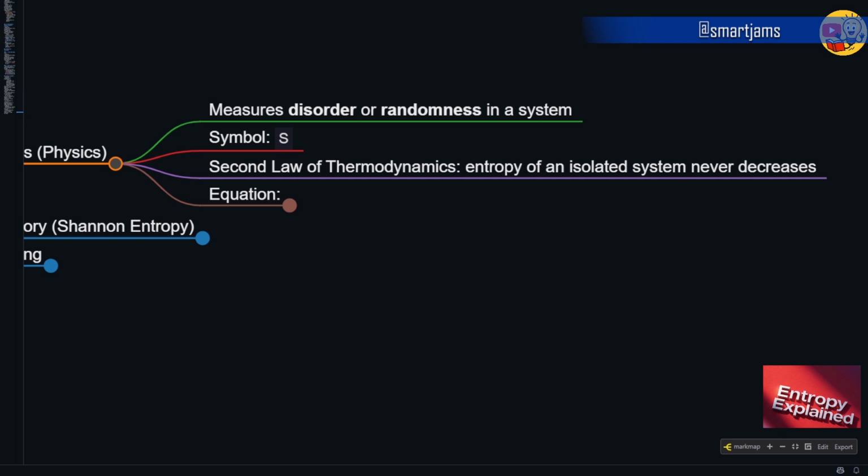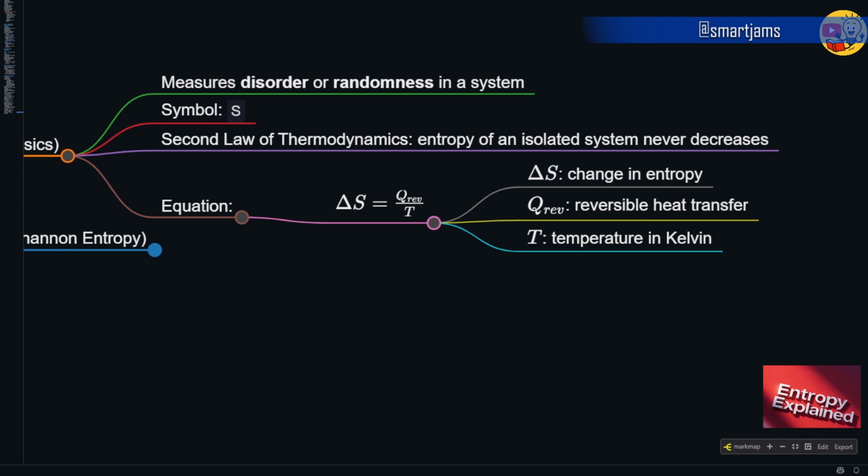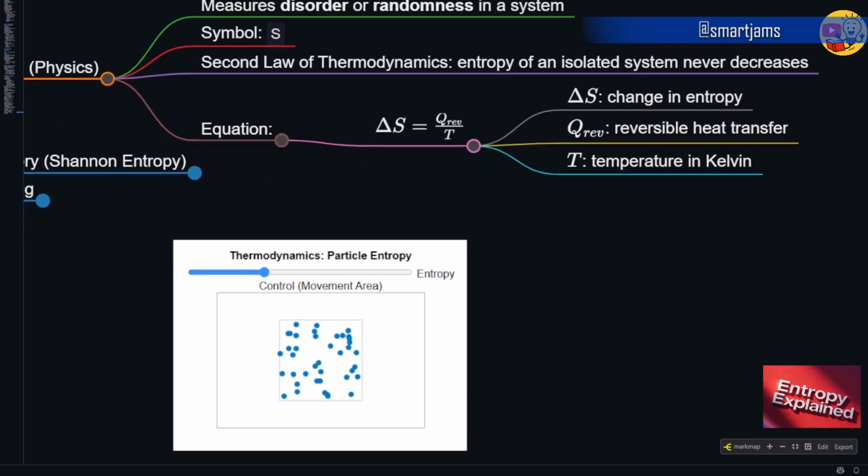This is expressed mathematically as delta S equals Q sub rev divided by T, where delta S is the change in entropy, Q sub rev represents the reversible heat transfer, and T is the absolute temperature in Kelvin. Imagine ice melting into water, or gas particles dispersing in a container. Both are examples of increasing entropy.